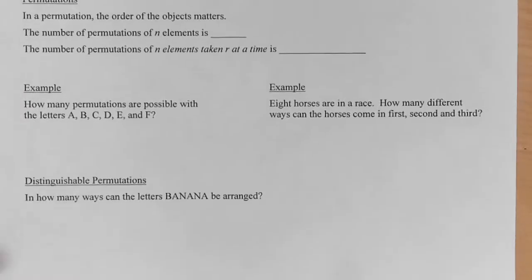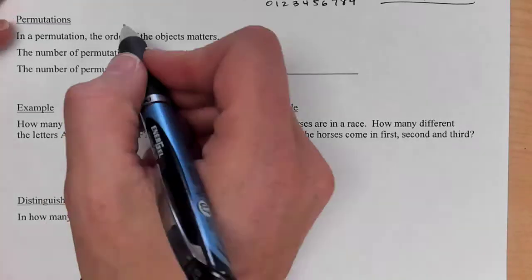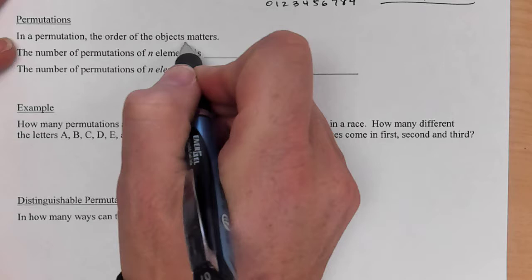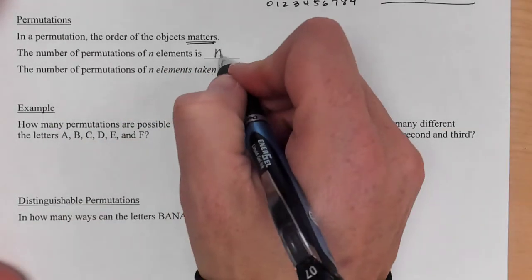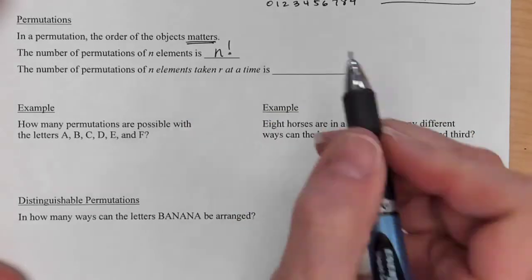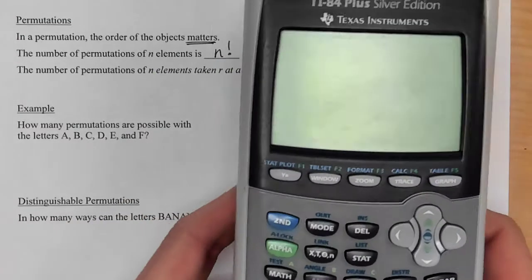Permutations is something you've done before that you've seen. In a permutation, what you need to pay attention to is that the order of the objects matters. Okay? So the number of permutations of n elements is n factorial, and you've seen this button too. Let me quickly show you where it's at on your calculator.